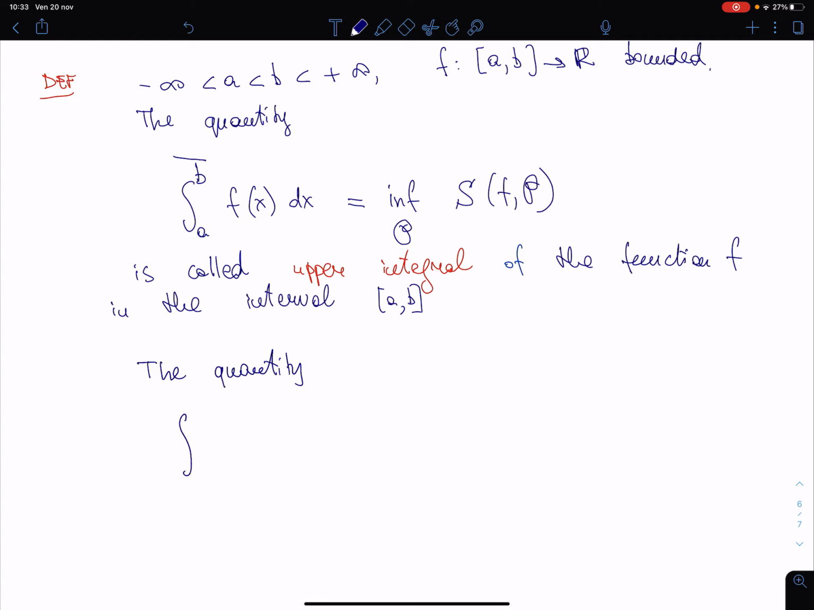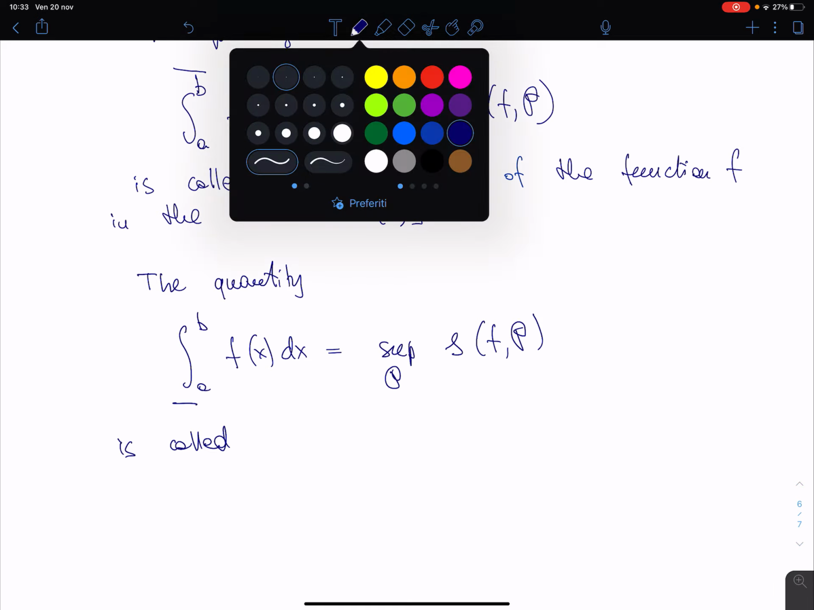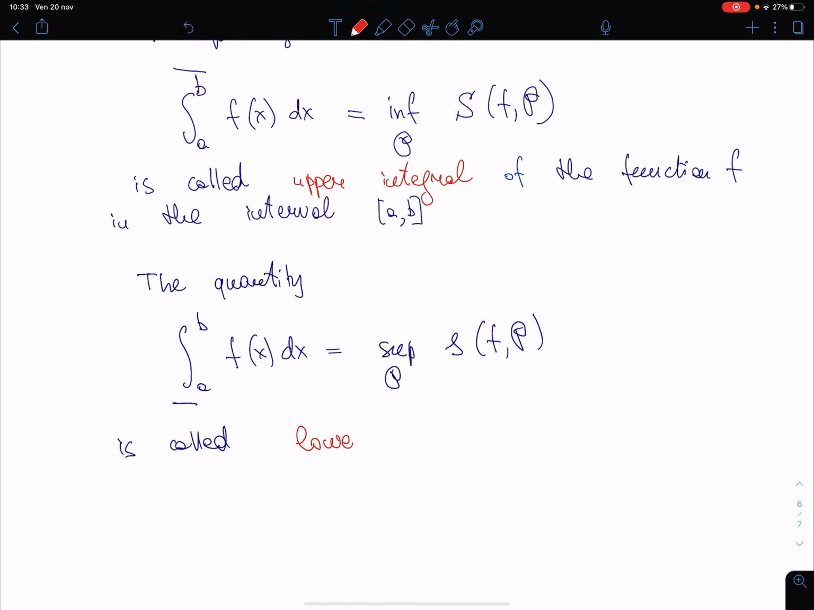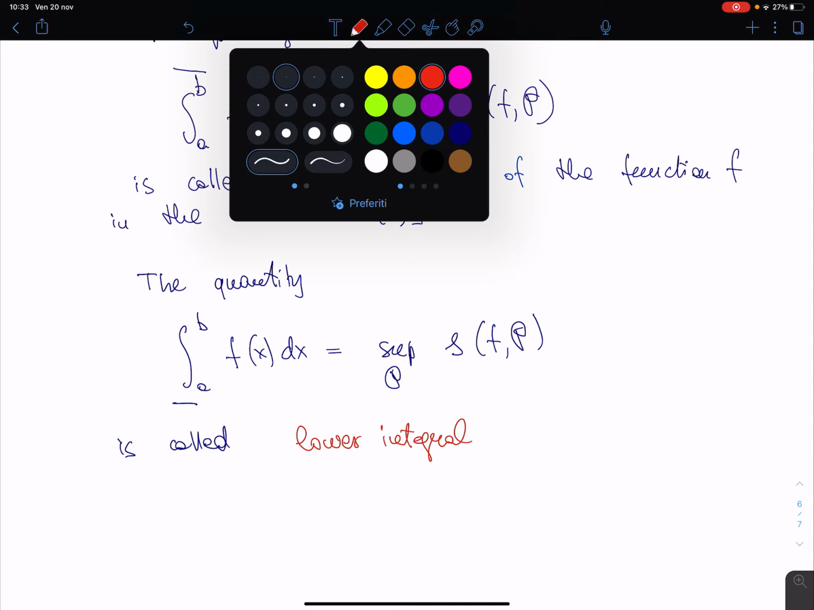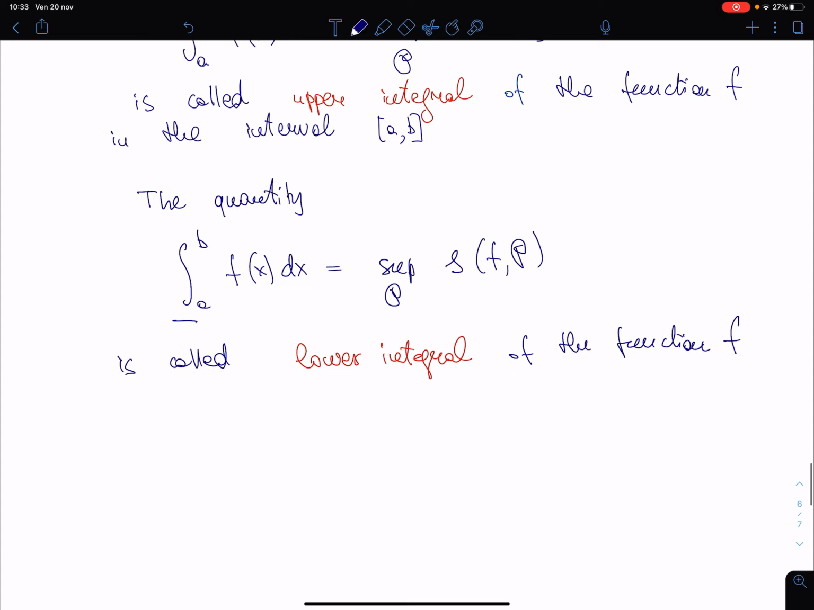And analogously, the quantity which is the integral with a lower line from A to B of f of x dx, that is the supremum of the lower sums, for exactly the same reason. The best lower sum is the highest one. And this is called the lower integral of the function f in the interval AB.